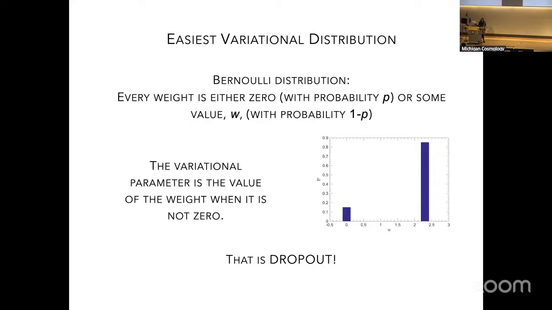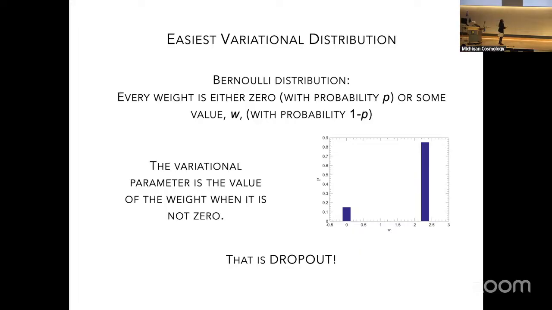OK, so I didn't tell you what the Q is. Actually, Gaussian is not the best choice. For a neural network, the choice that makes everything work out really nicely is to use a Bernoulli distribution. A Bernoulli distribution is either 0 with some probability P, or some value W with some probability 1 minus P. So it's either 0 or some value, and the parameter of the distribution is that value.